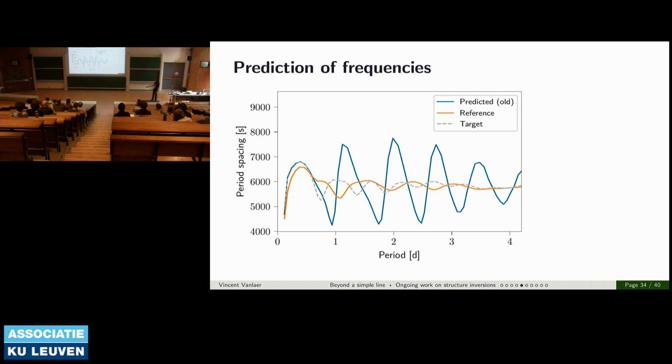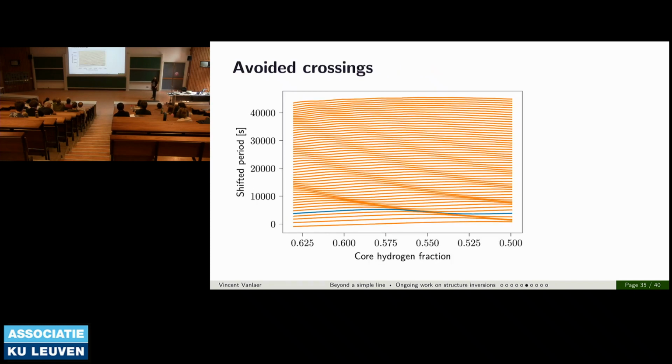So the reality is indicated by the orange line and the gray dashed line. What the approximation does is the blue line. So the approximation is worse than if you would just take the original one and say nothing has changed. That's not ideal. The reason for that is that as the star evolves, at certain points for certain oscillation modes, they start changing quite rapidly.